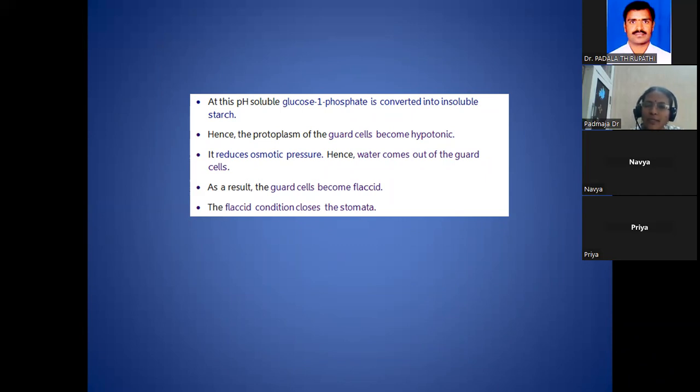So whenever the guard cells are turgid, the stomata will be open. Whenever the guard cells are flaccid, the stomata will be closed. Whenever the guard cells are hypertonic due to high osmotic pressure, the turgor pressure increases. Whenever they are hypotonic in nature with less osmotic pressure, the turgor pressure decreases, and the guard cells become flaccid and the stomata will be closed.